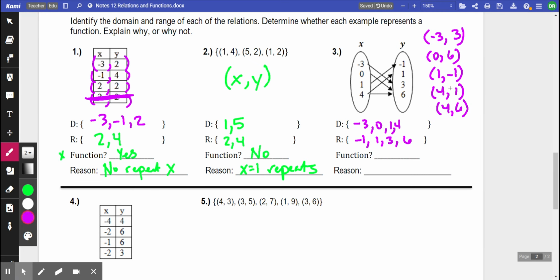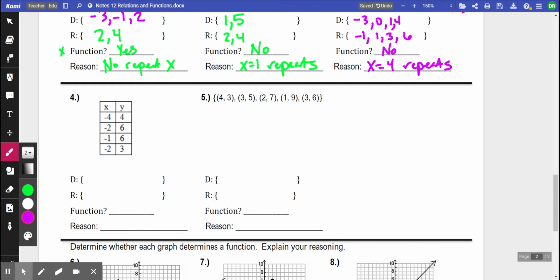All right, so here's a list of my ordered pairs. And notice when I listed them out, I have a repeating x value. 4 gets paired with 1. 4 also gets paired with 6, which means that this is not a function because x equals 4 repeats. An easier way to do that, rather than listing off all of the ordered pairs off to the side, is to look at your x values. Do you have multiple arrows stemming from the same number? In this case, yes, we do, which means that we do not have a function because of that repeating x domain element.